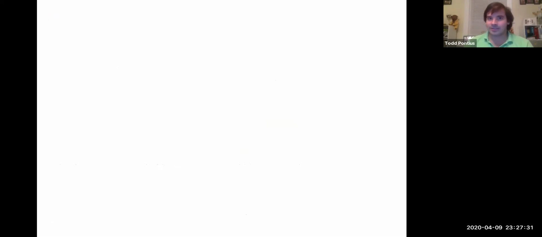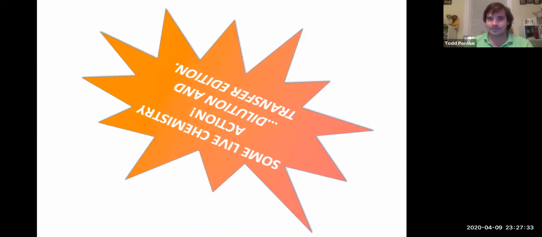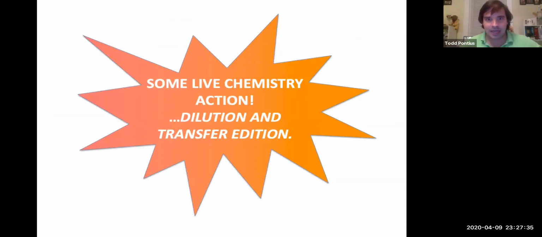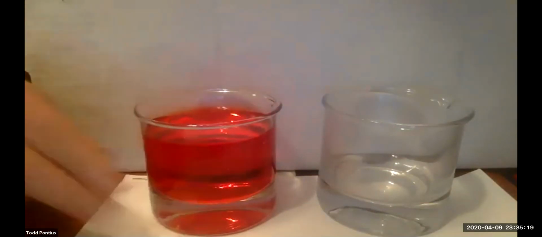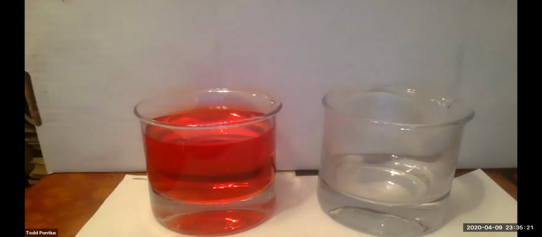Which brings us to a segment: some live chemistry action, dilution and transfer addition. Let's take a look and try to visualize these concepts in action. I have here 2 beakers. One of them has water with red food coloring. One of them has nothing.